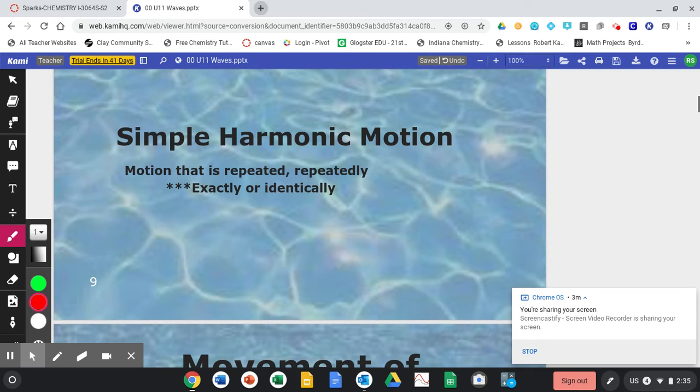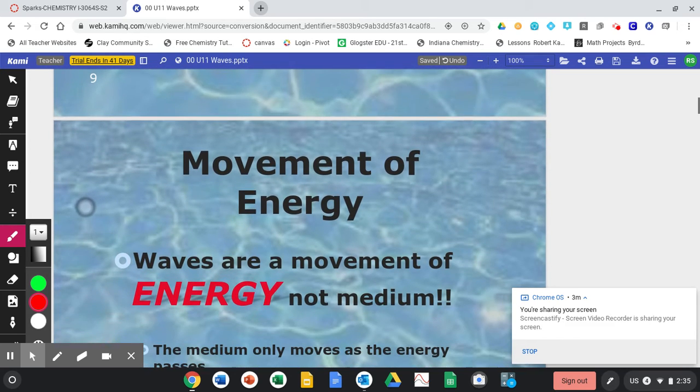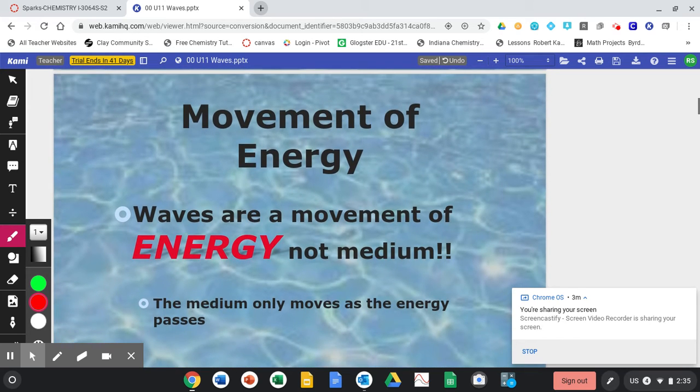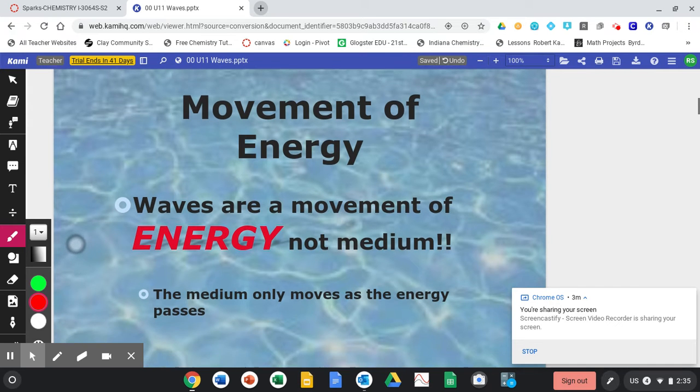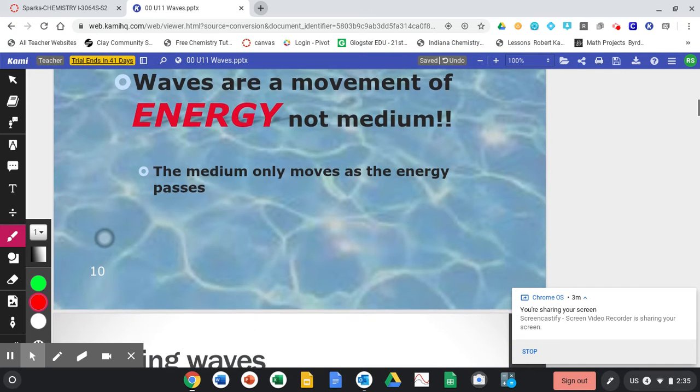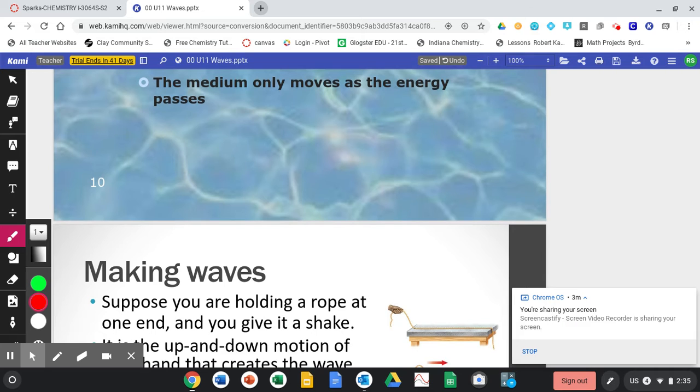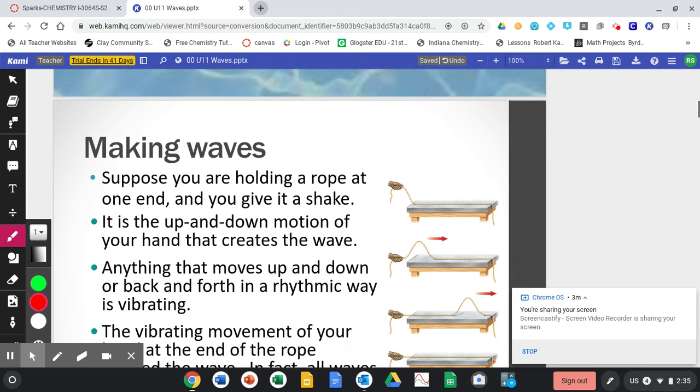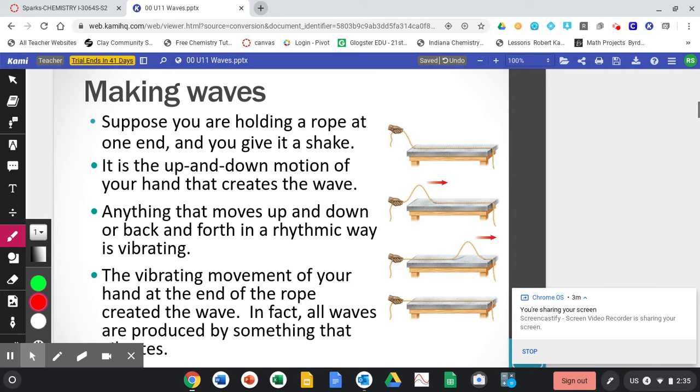Simple harmonic motion, it's motion that is repeated repeatedly, exactly or identically. And a lot of times you'll see this harmonic motion symbolized like this when we talk about waves. And so that would be an example of a simple harmonic motion. Waves are a movement of energy, not medium. The medium only moves as the energy passes. And the medium sometimes hinders the energy, depending upon the speed of the wave in that medium.